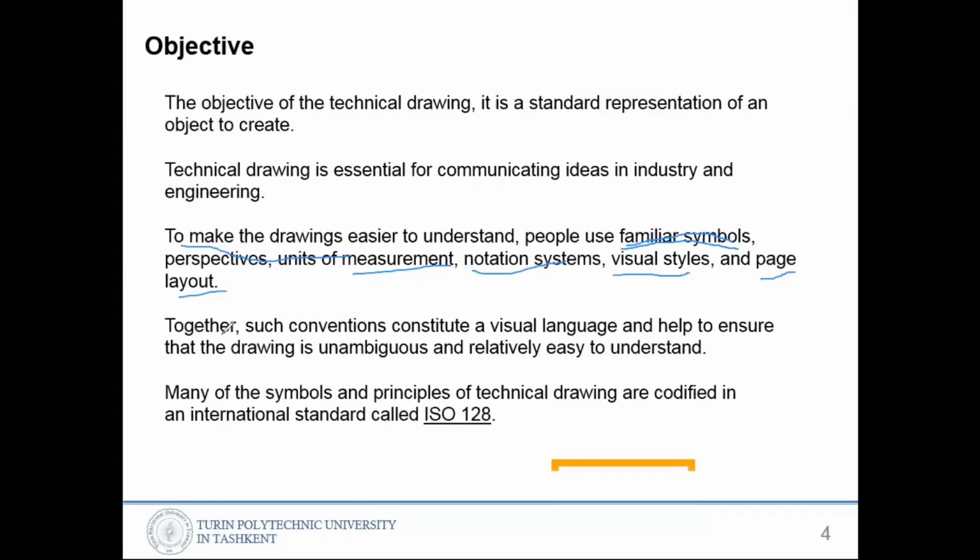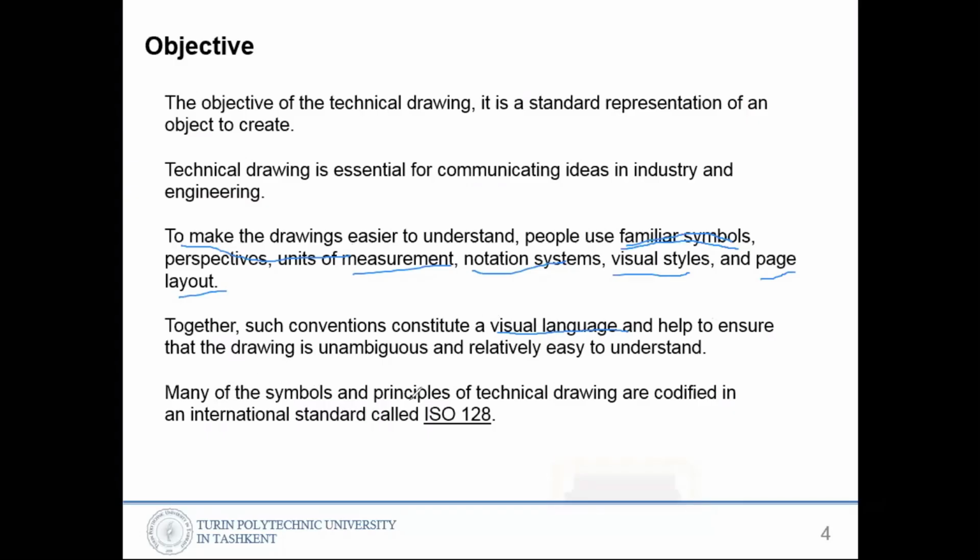So together, such conventions constitute a visual language. There are language types, visual language, and they help to ensure that the drawing is unambiguous and relatively easy to understand. So in the next slides, I will show this. Okay, so there are language types.